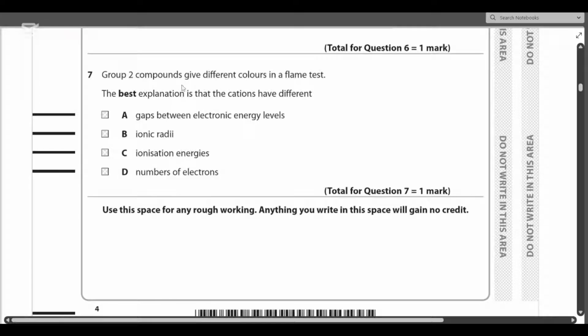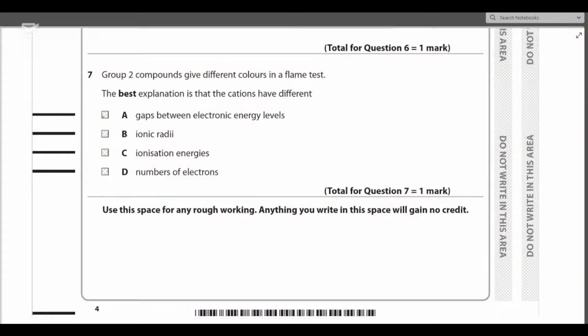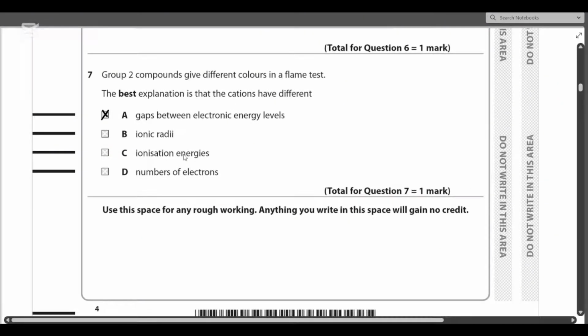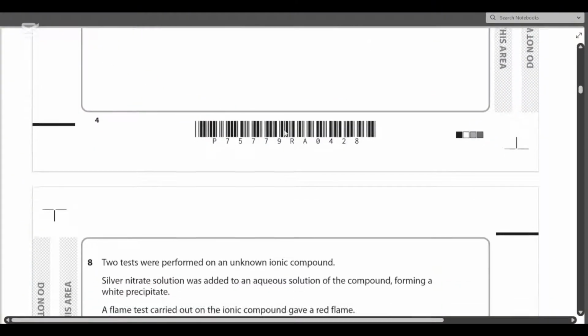Moving on, you can see group 2 compounds provide different colors in the flame test. The best explanation is that the cations have different gaps between the electronic energy levels, because that's the only option. Since there are gaps between electronic energy levels, electrons get excited from their ground state to a higher energy state, and when they return to their ground state, they emit energy in the form of light in the electromagnetic spectrum, making us see a color during the flame test for that specific cation. So A is the correct and most rational answer.